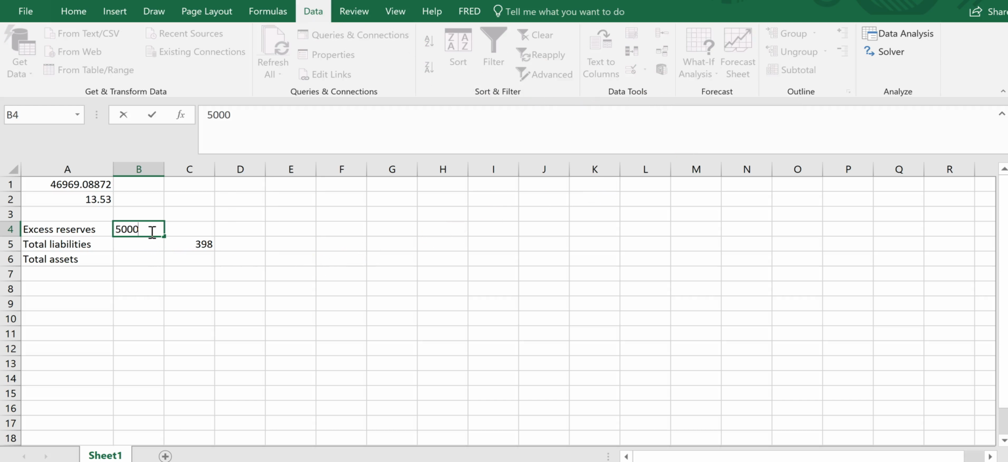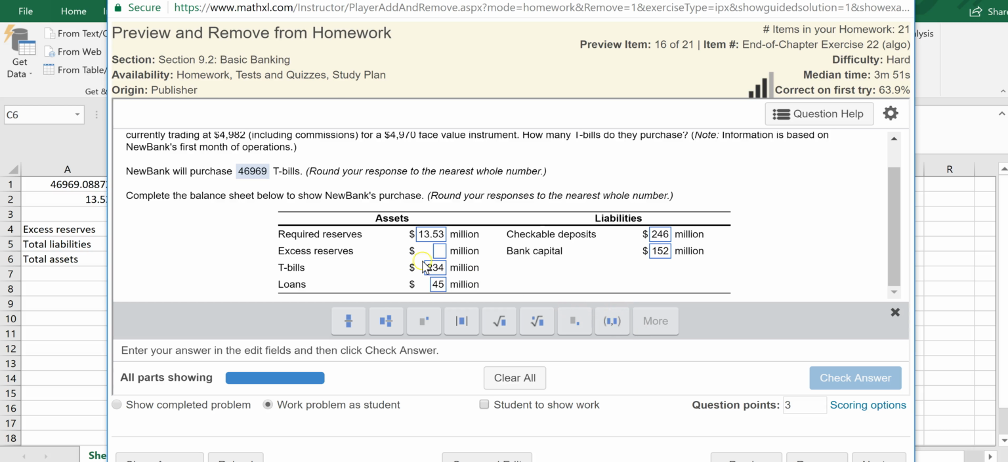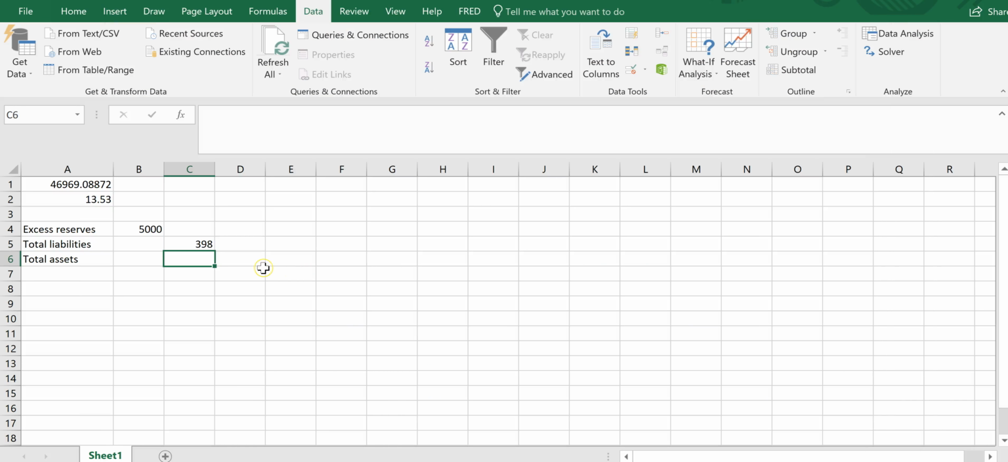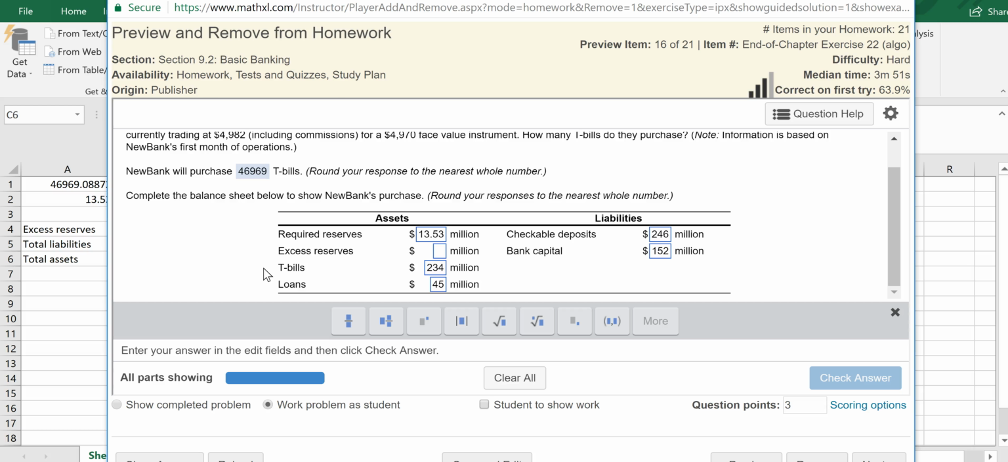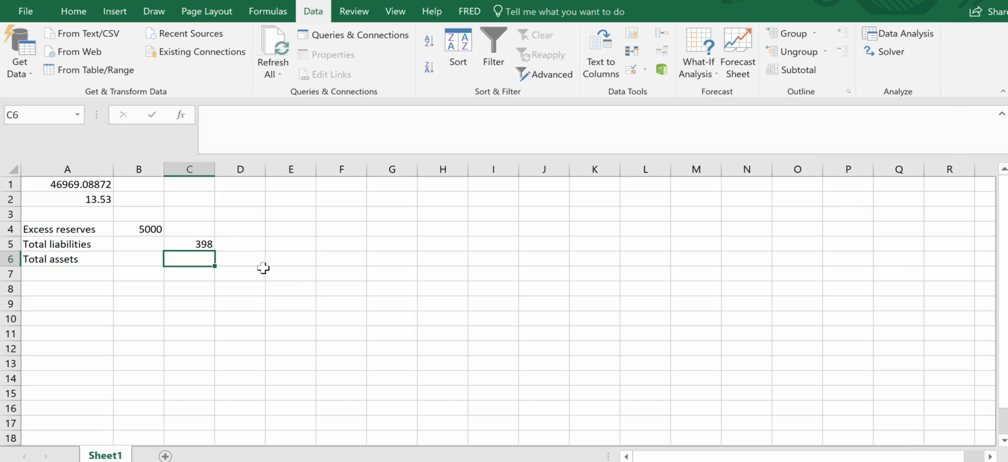So excess reserves is just 5,000. It's any arbitrary number there. It doesn't have to be the final solution. Here I just make any assumption in order to get to this total assets. So now if the excess reserves is $5,000 million, obviously I believe that's too high, but again, that doesn't matter.